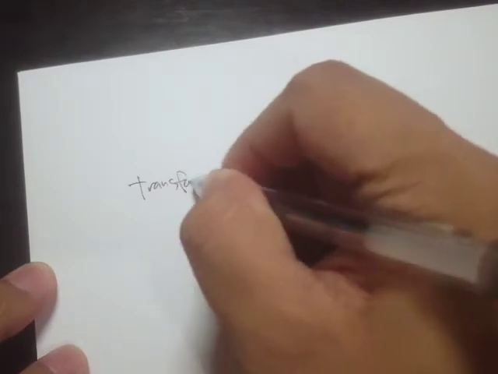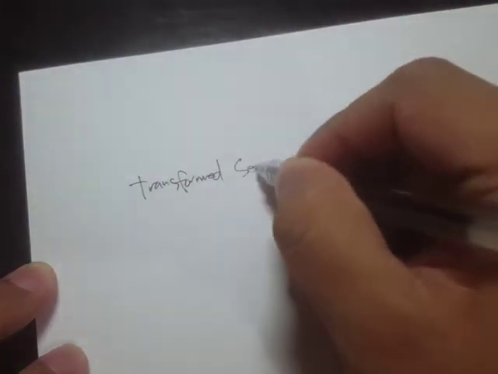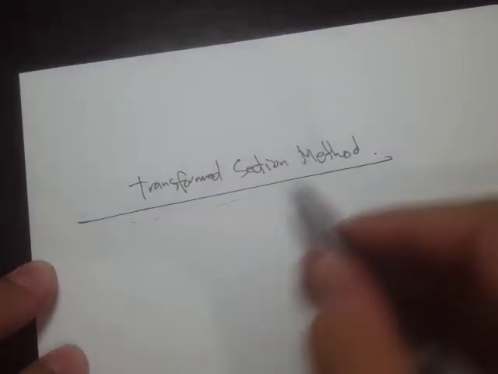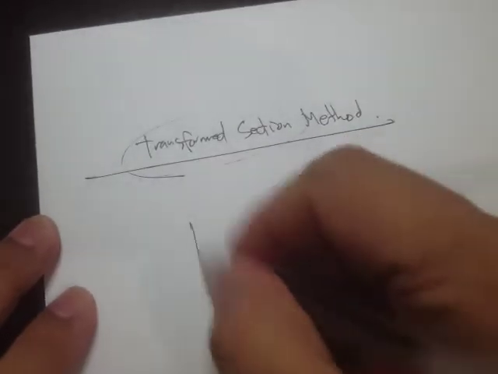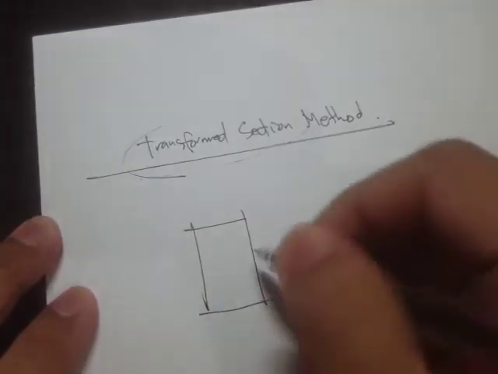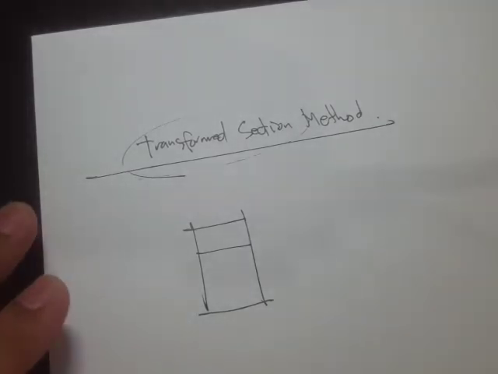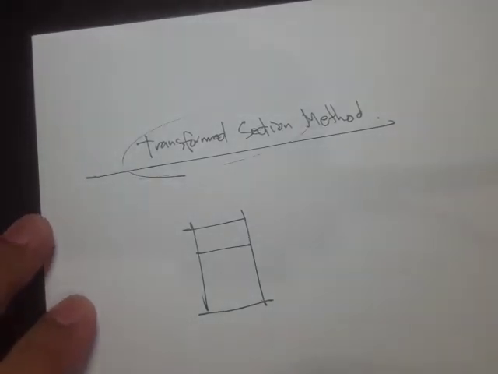Alright, let's get started. We're now going to talk about the transform section method for solving non-homogeneous beams. Basically, when we say transform section method, we are transforming the non-homogeneous beam into a homogeneous section.